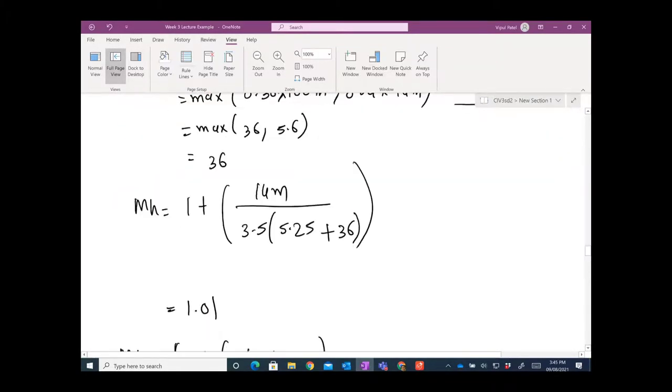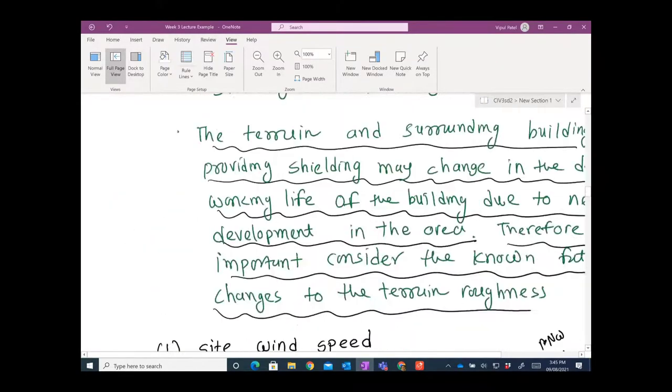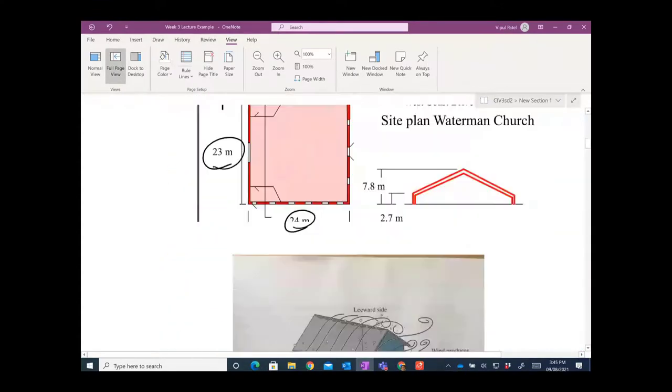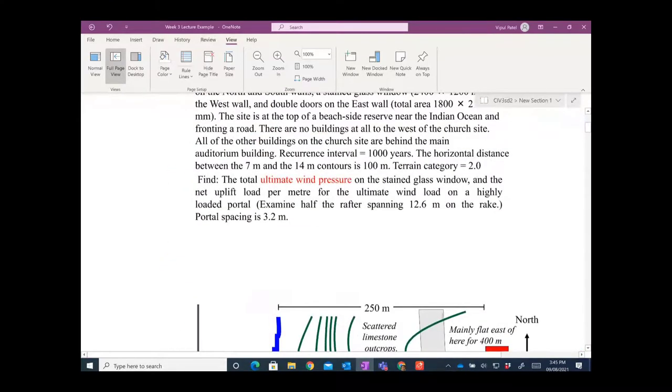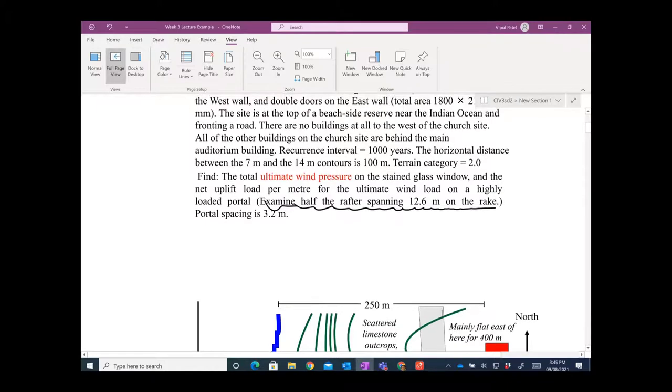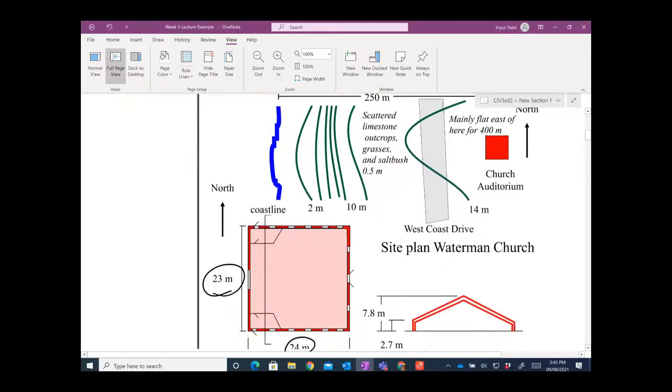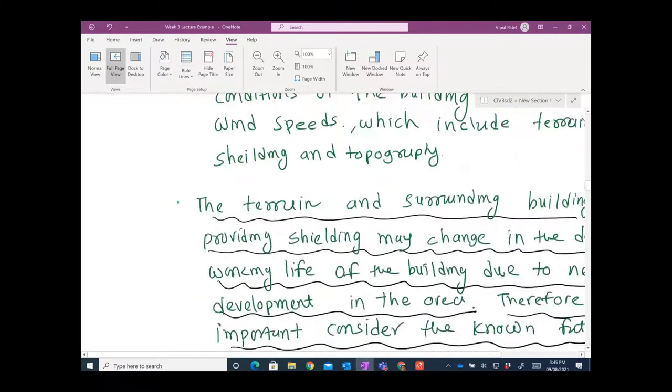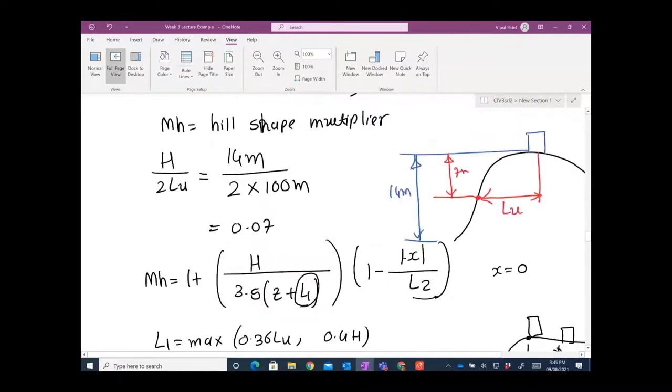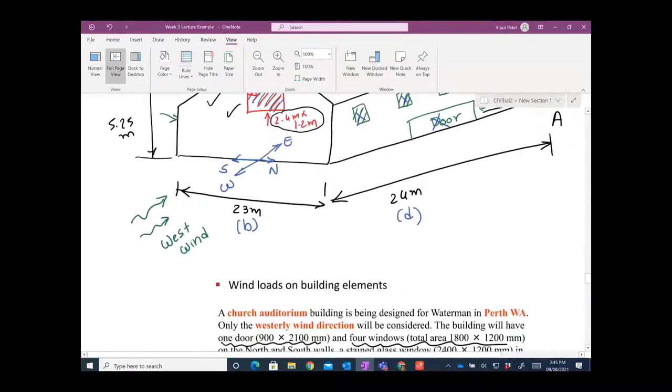Roof, they have put one note there. I can show you in the examples that they say you have to have an uplift pressure on this one. Examine the half rafter spanning 12.6 meters on the rack. So they say that portal frame spacing is 3.2. So they said that 12.6 only is what you are spanning.